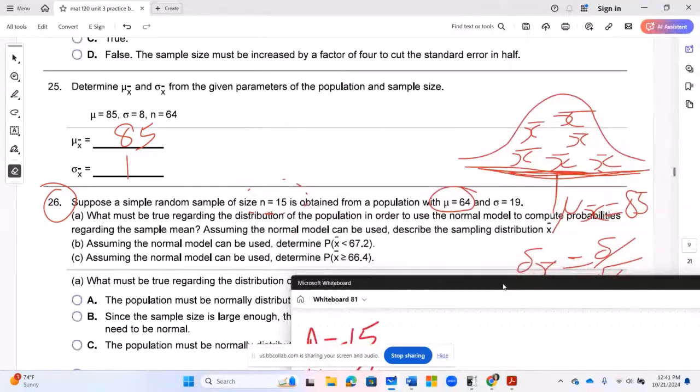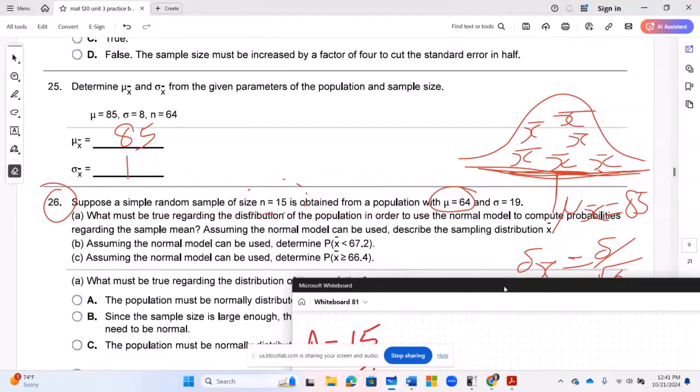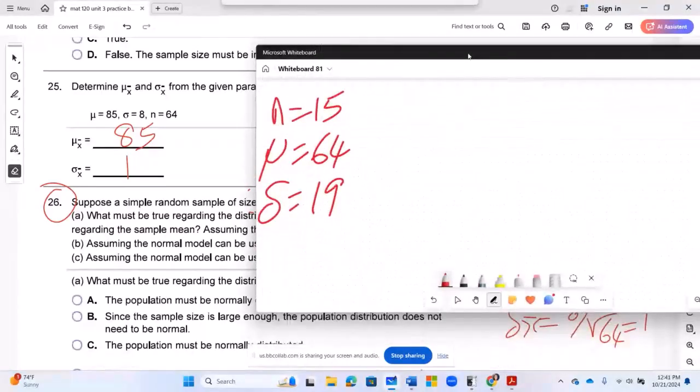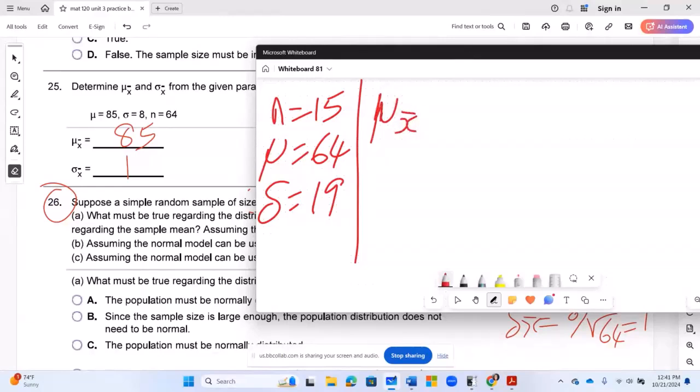So the question is, what must be true regarding the distribution of the population in order to use the normal model to compute the probabilities regarding the sample mean? Assuming the normal model can be used, describe the sampling distribution. For me to describe the sampling distribution, all I need to do is find the mu x bar. The mu x bar is equal to the mean of the original data.